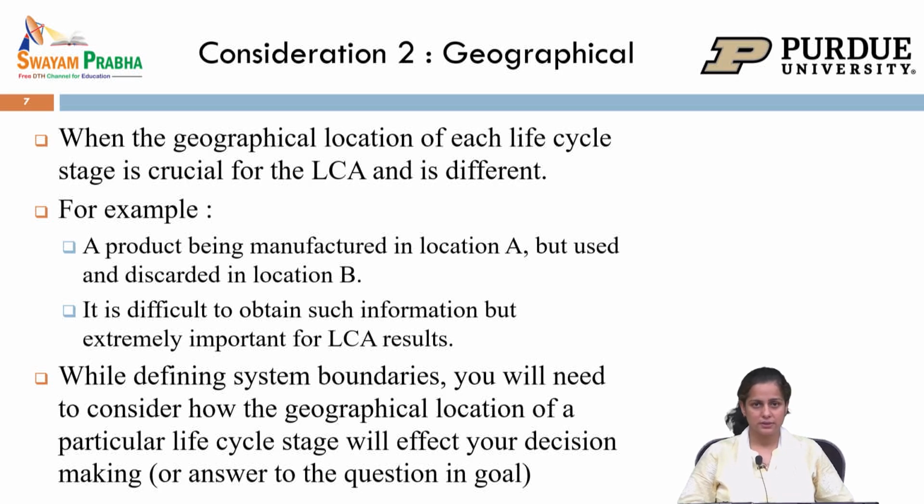Hence, while defining system boundaries, you will need to consider how the geographical location of a particular life cycle stage will affect your decision making or answer to the question in the goal. It is also very important in the environmental impact, because in some places the flora and fauna may be very sensitive to the emissions that are coming out of your manufacturing process.